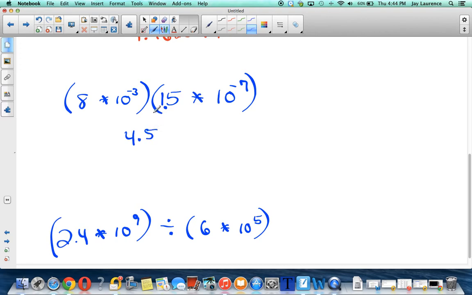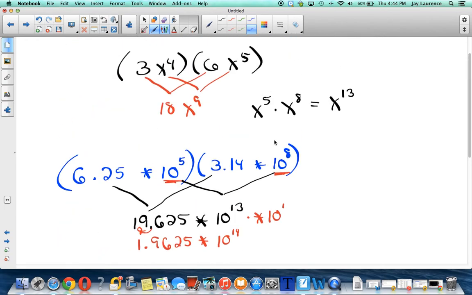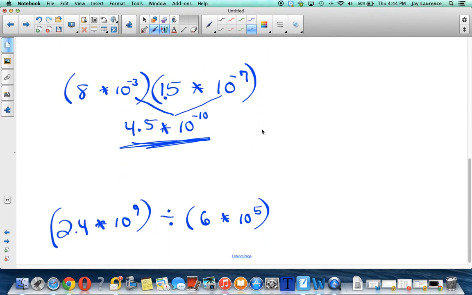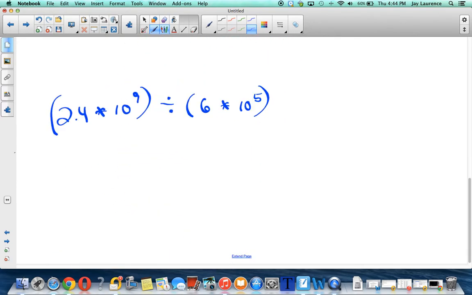Yeah, that should be right. And then I'm going to do 10 to the negative third times 10 to the negative 7th. Well, that would be 10 to the negative 10th. I'm in scientific notation, so I don't need to convert this one. Notice it's the same thing as doing that black problem there, except you have to watch and make sure you're in scientific notation. All right, division is handled much the same way.